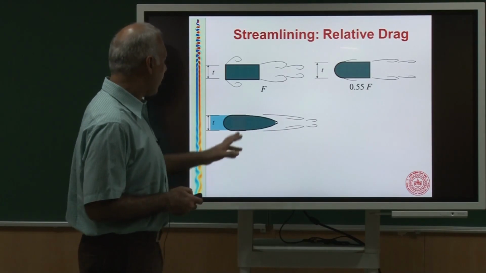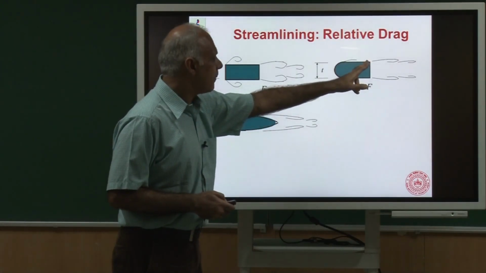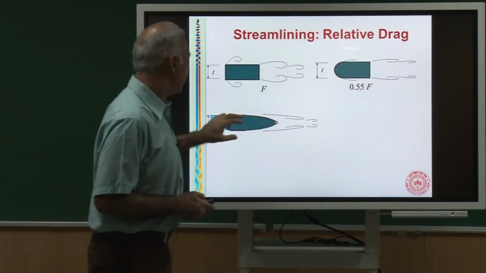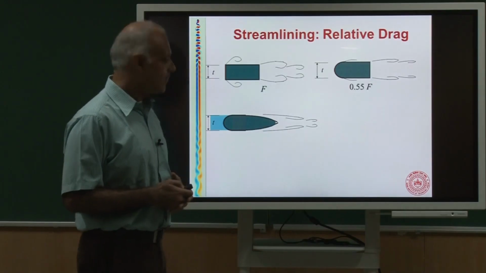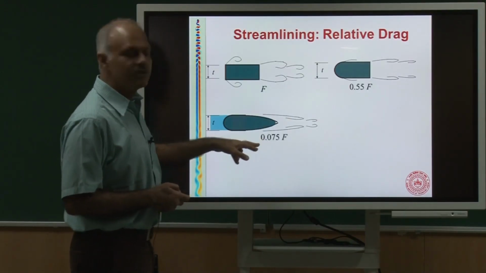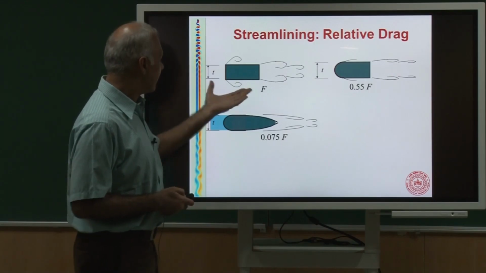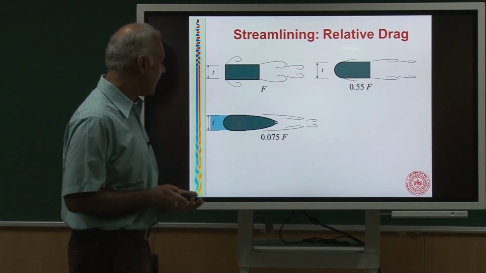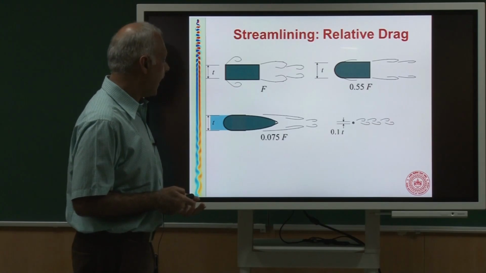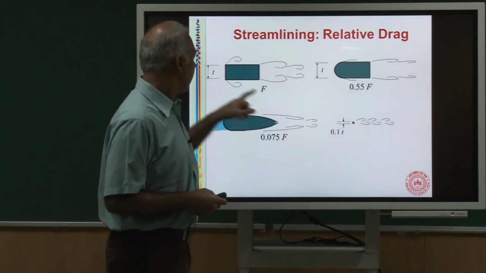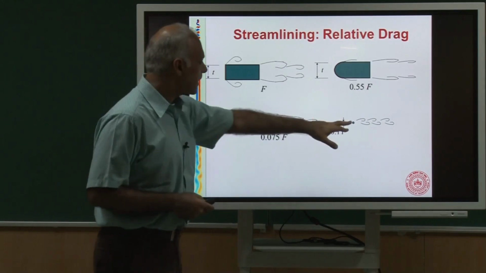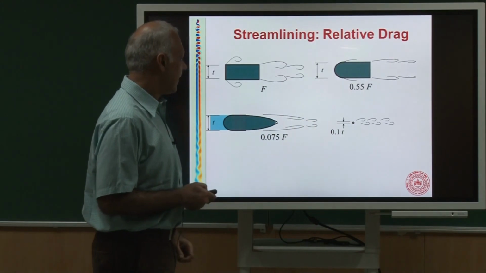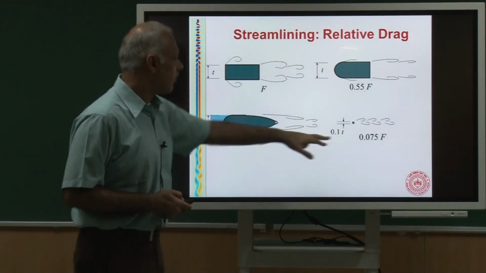Now what I do is, in addition to just modifying the front part of this body, I actually add a long tapering tail at the end, and let us see what happens. There you go. So the original drag was F, now you have less than 10% of that drag. I mean it's very little. And just to give you an idea, if I took a bluff body of 10% the size, it generates the same amount of drag.